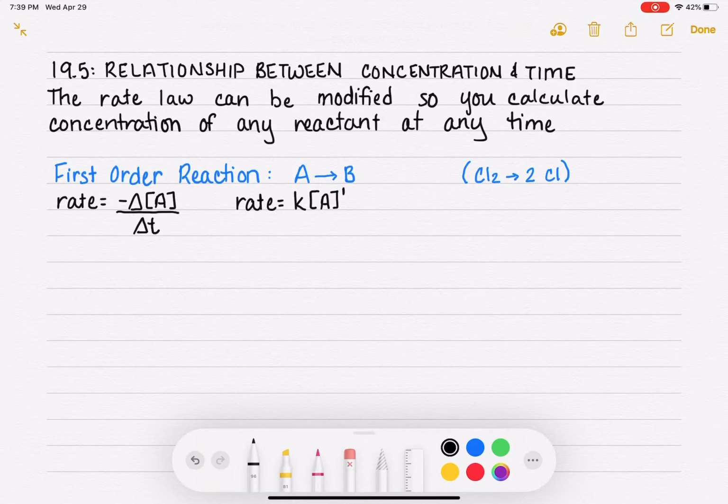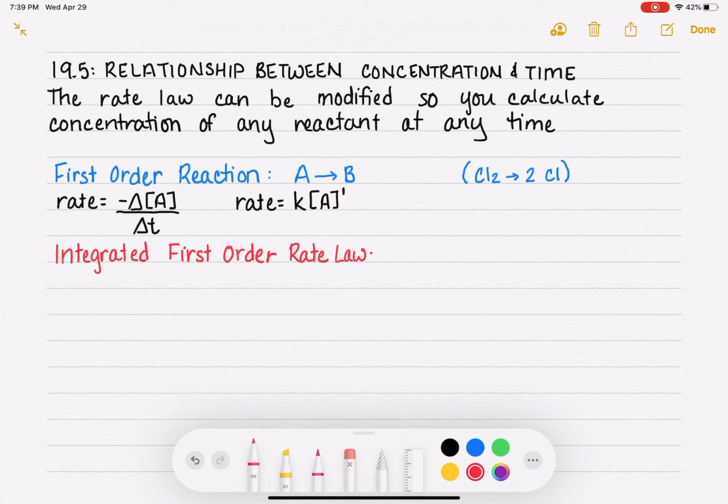So what we can do is actually combine these two equations for rate and come up with what we call the integrated first order rate law.